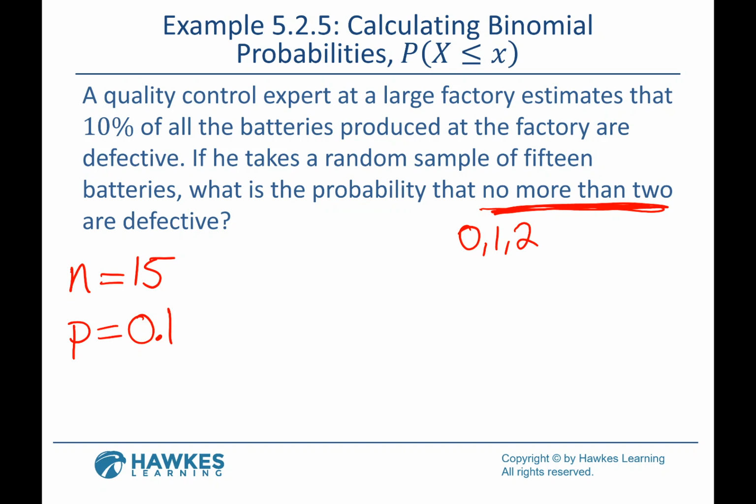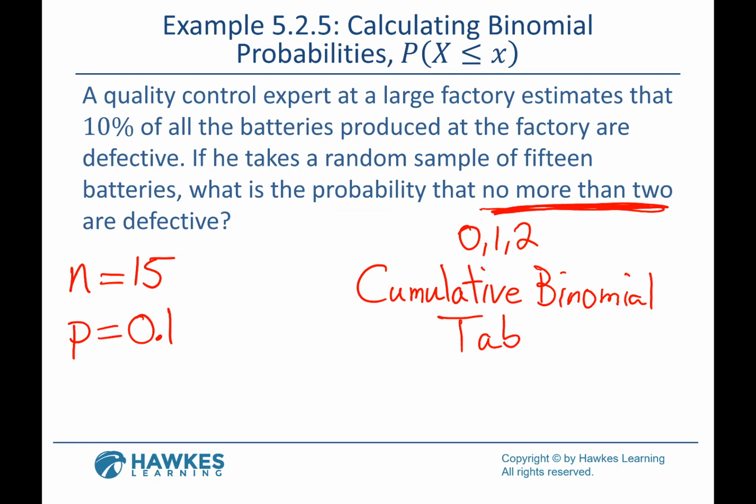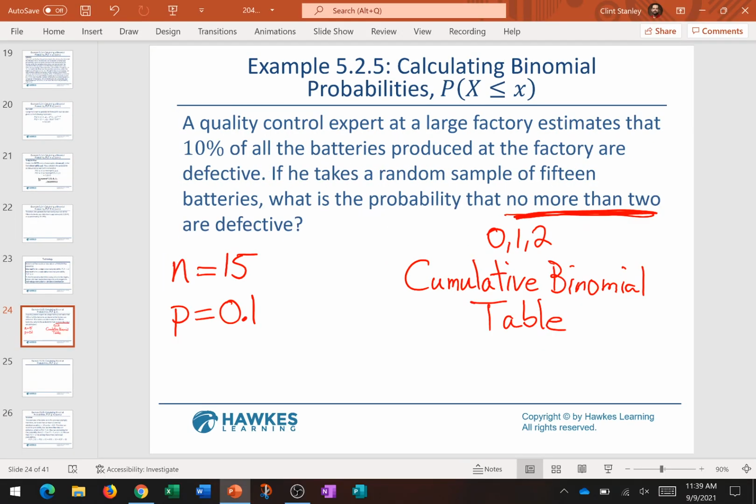Okay. So if you have a range of values like this, you don't just want exactly one number. If you have a range of values, you're going to want to use the cumulative binomial table. It's just a different table. Or if you're using a graphing calculator, it's a different function in it. If you're using the formula, then you're just kind of out of luck on this one. You just have to do extra work.